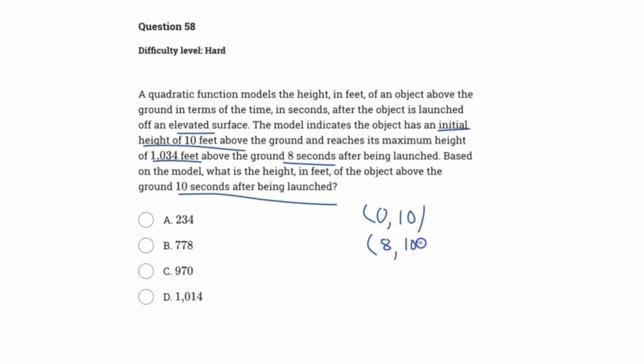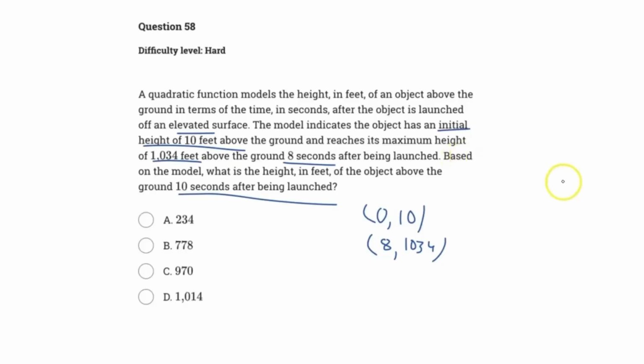It is 1,034 feet. Now the only problem with regression is that to use regression on Desmos, you need to have one extra coordinate point above the degree of the polynomial. So if I had a linear function, I could have 2 coordinate points and it would work. But since I have a quadratic, I need 3 coordinate points to make it work.